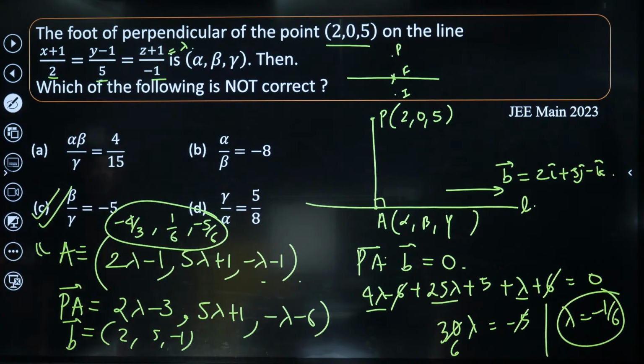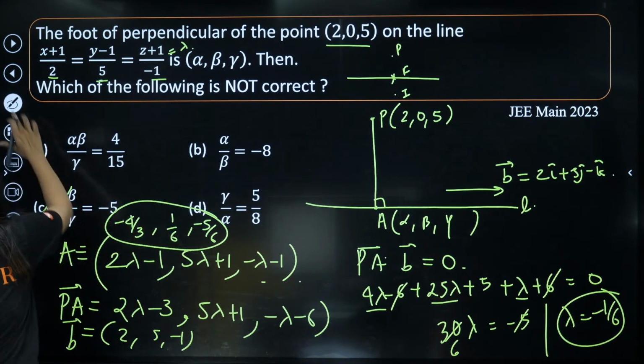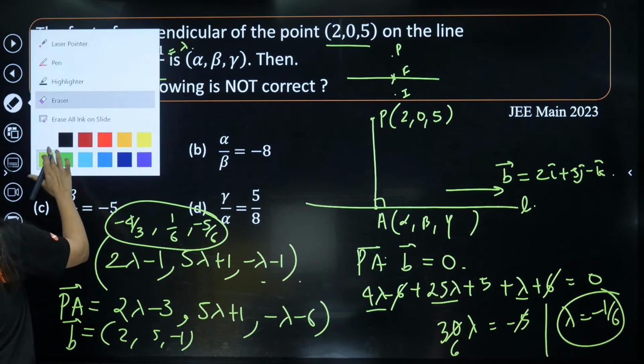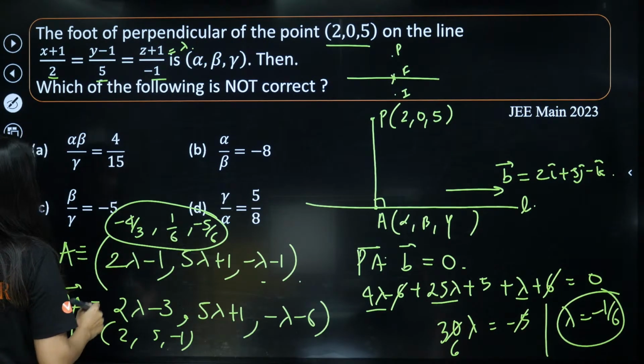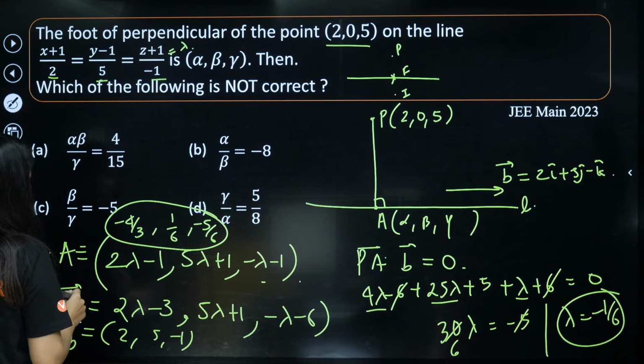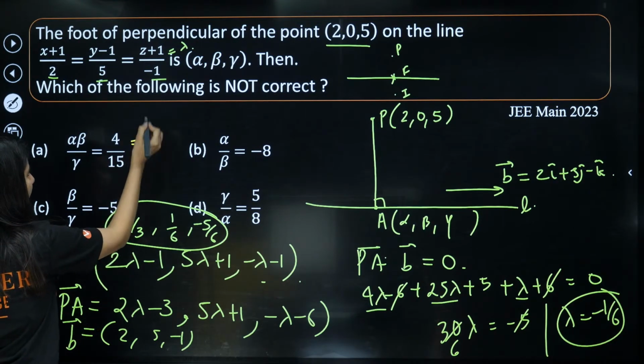Which of the following is not correct? Are they asking this? So this is correct. What about alpha by beta? Which is not correct? Tell me. Gamma by alpha. Alpha beta by gamma. Okay, calculate alpha beta by gamma.